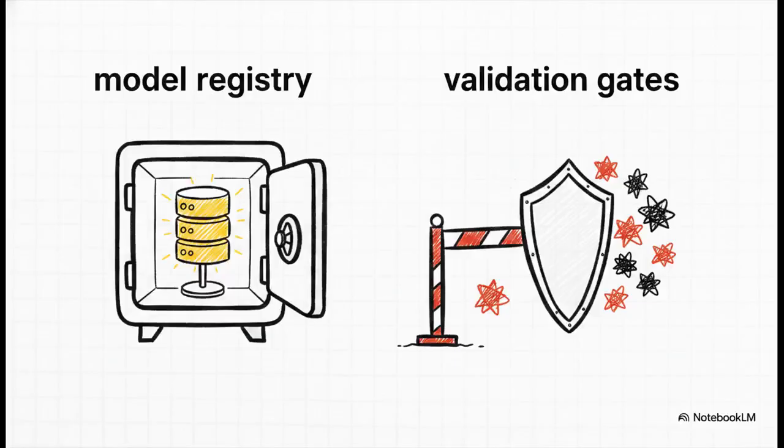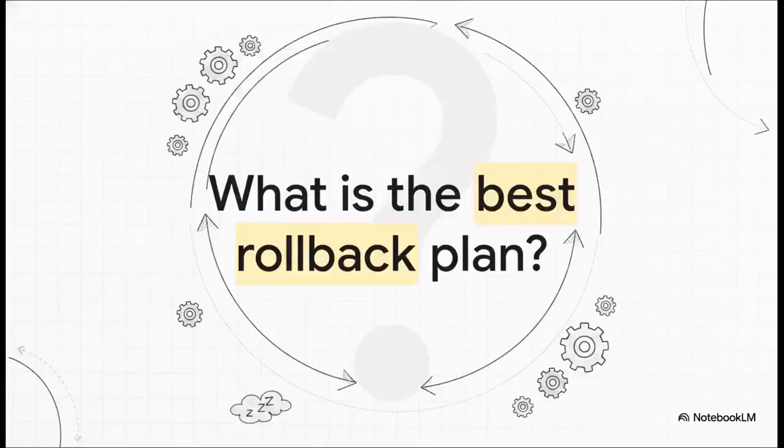Your validation gates are your shields, right? They catch most problems before launch ever happens. But rollback? Rollback exists purely for those inevitable anomalies that just slip through anyway. So what does this all mean? It leaves us with one overarching question. What is the absolute best rollback plan? The best rollback plan is the one you never actually have to think about because it's already running quietly in the background, just waiting.